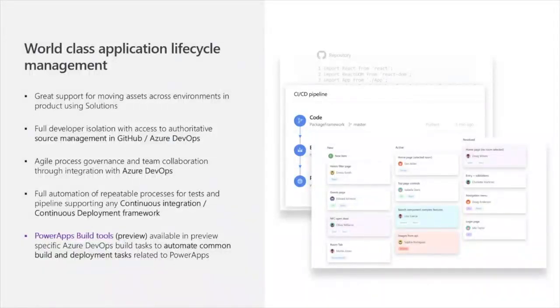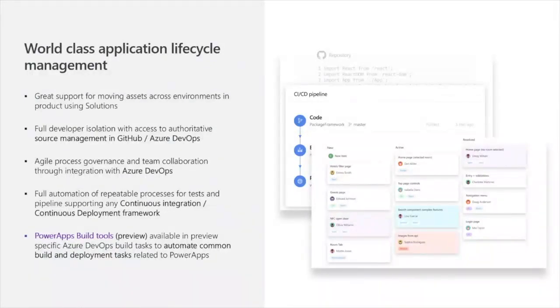You have all of the agile process governance that is basically all built into Azure DevOps. It facilitates all the team collaboration as well. If you find yourself today creating repeatable processes, you should consider looking into things such as continuous integration and continuous deployment frameworks that you can use in Azure DevOps to automate all of those repetitive processes that you are probably using today in your deployment processes.